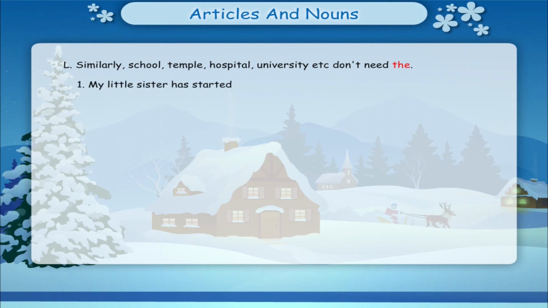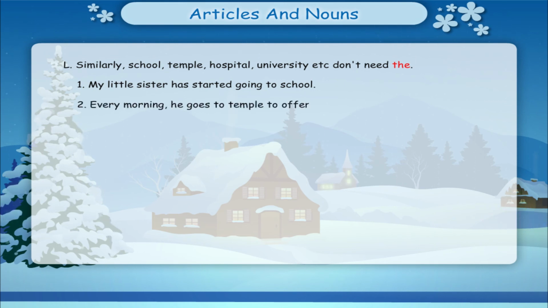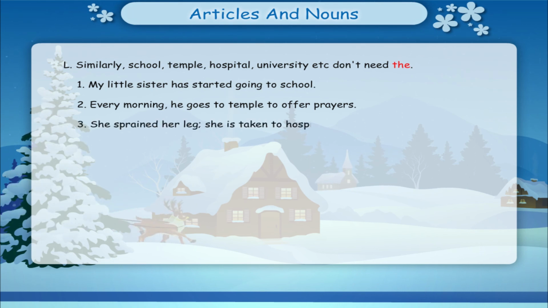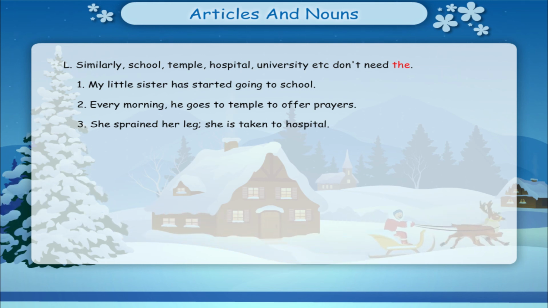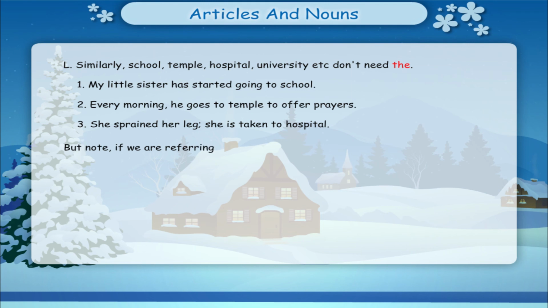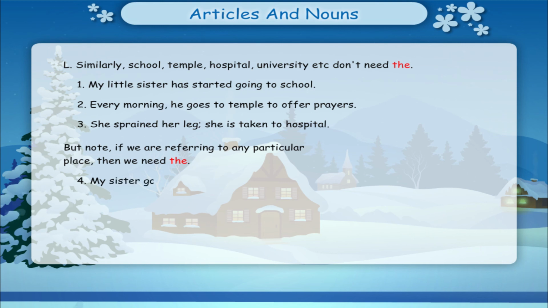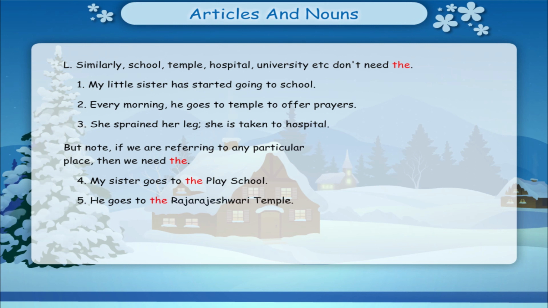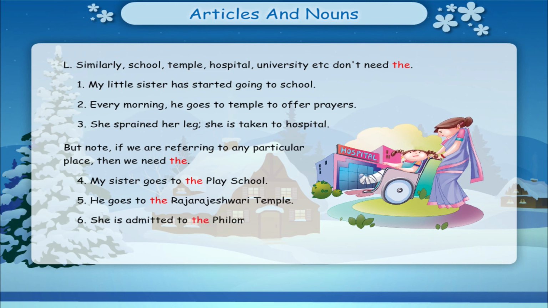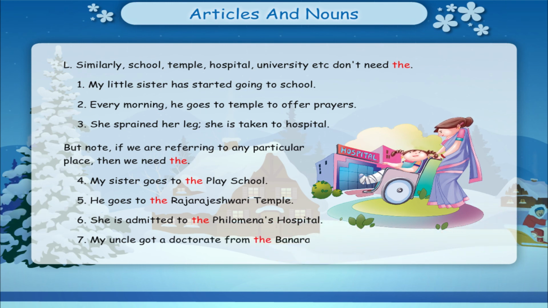My little sister has started going to school. Every morning he goes to temple to offer prayers. She sprained her leg. She is taken to hospital. But note, if we are referring to any particular place, then we need the. My sister goes to the play school. He goes to the Raja Rajeshwari temple. She is admitted to the Philomena's hospital. My uncle got a doctorate from the Banaras University.